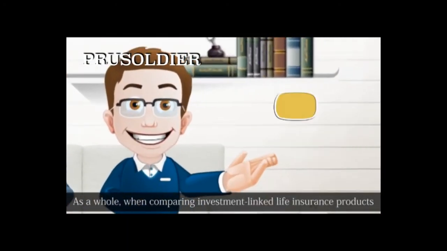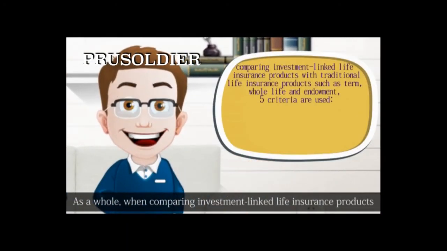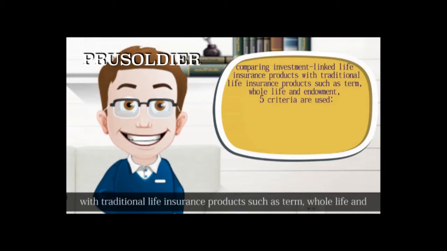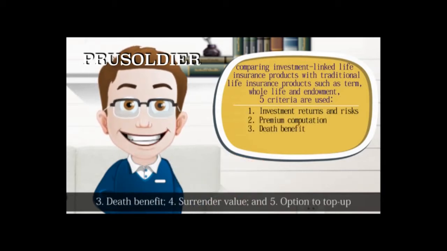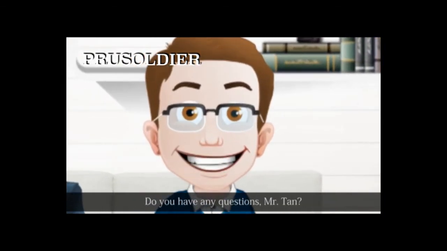As a whole, when comparing investment-linked life insurance product with traditional life insurance products such as term, whole life, and endowment, 5 criteria are used. 1. Investment returns and risks. 2. Premium computation. 3. Death benefit. 4. Surrender value. And 5. Option to top up. Do you have any questions, Mr. Tan?